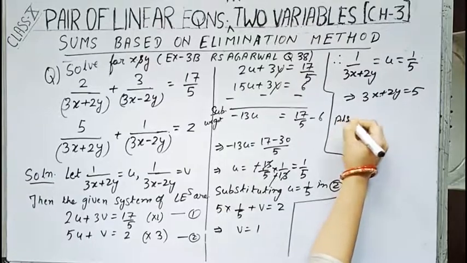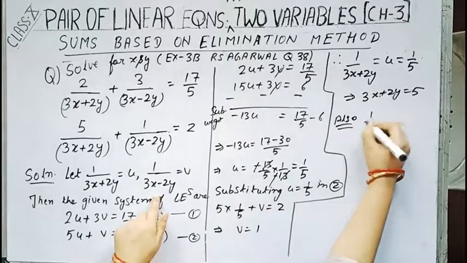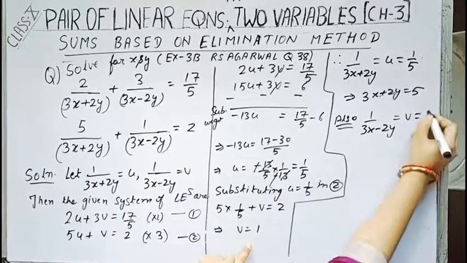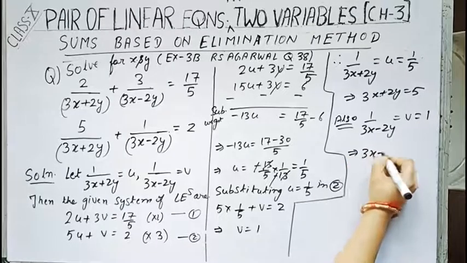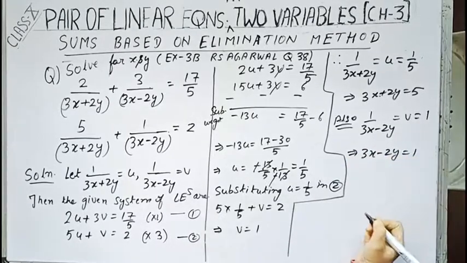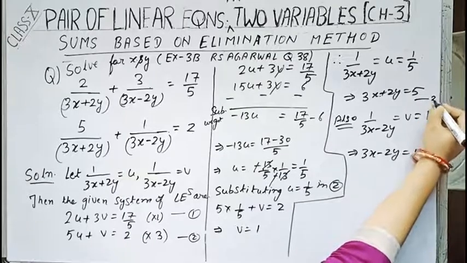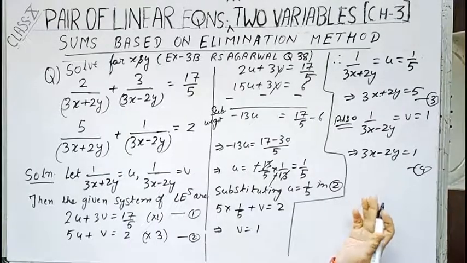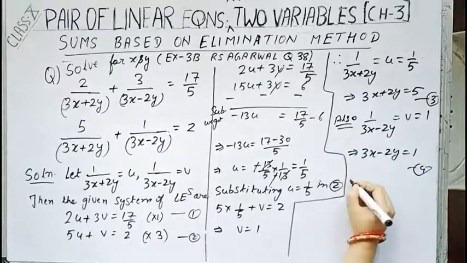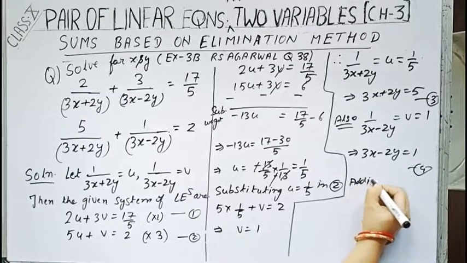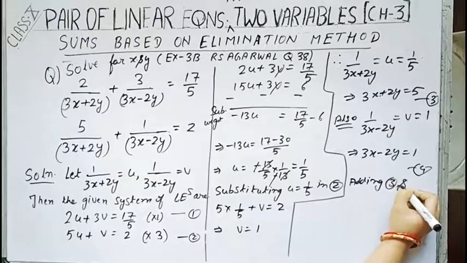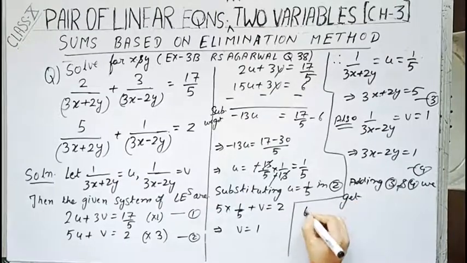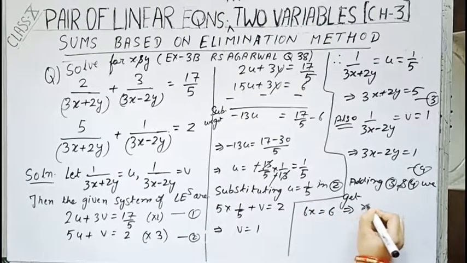Again, the second supposition: 1 by (3x minus 2y) equals v, and v we have got as 1. This implies 3x minus 2y equals 1. Let us make it equation number 3 and this as 4. Now either we can add or subtract to get the values of x and y from 3 and 4. So let us add it. Adding 3 and 4, we get 6x equals 6. This implies x equals 1.